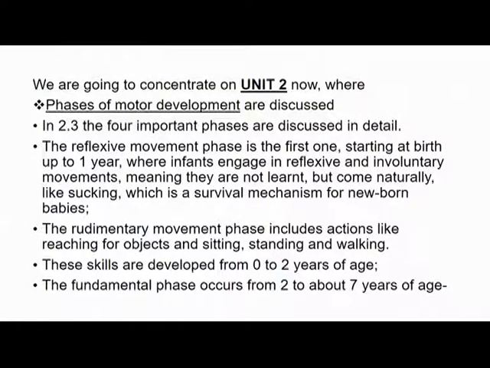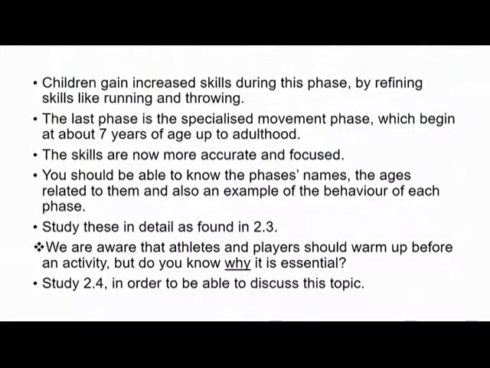newborn babies. The rudimentary movement phase includes actions like reaching for objects and sitting, standing, and walking. These skills are developed from 0 to 2 years of age. The fundamental phase occurs from 2 to about 7 years of age. Children gain increased skills during this phase by refining skills like running and throwing. The last phase is the specialized movement phase, which begins at about 7 years of age up to adulthood. The skills are now more accurate and focused.